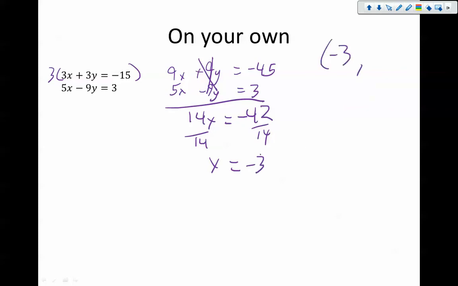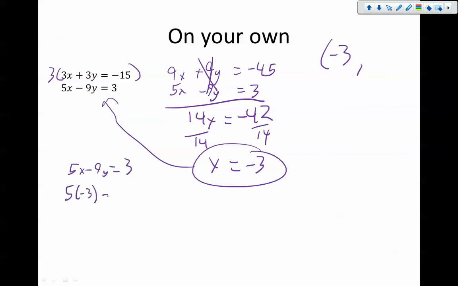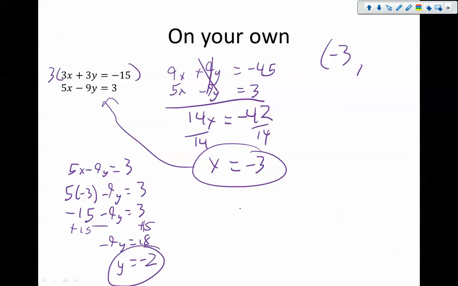I found the x. Now I need to take this and plug it in over here to find my y value. I'm going to plug it into the bottom equation, 5x minus 9y equals 3. So that's 5 times negative 3 minus 9y equals 3. That's negative 15 minus 9y equals 3. Adding 15 to both sides, we get negative 9y equals 18. And therefore, y is negative 2. And there's my answer. My solution, negative 3, negative 2. This is the point where the two lines intersect.